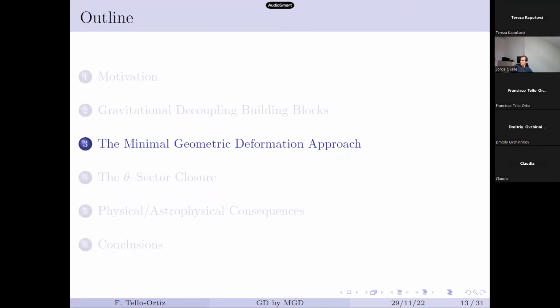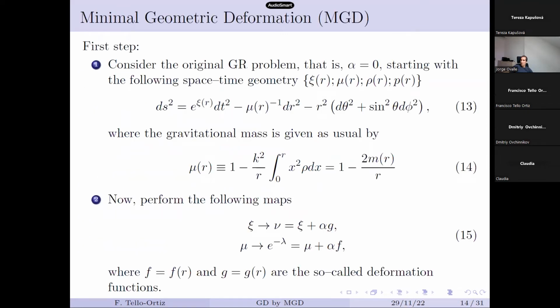Then, the question was, can I couple different kind of matter to this perfect fluid matter distribution, and then can I solve them in a separate way? In principle, as you can see, there is no way. There is no way because I have a quite complicated set of equations with 7 unknowns. But if you introduce the so-called minimal geometric deformation approach, you can solve the problem. You can solve this problem. But how does it work? How does it work?